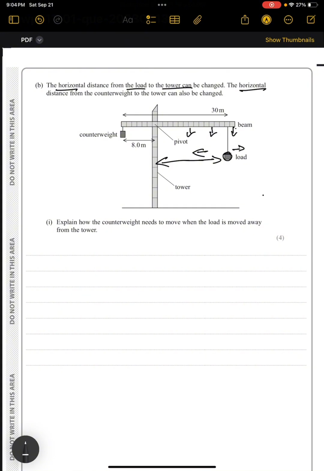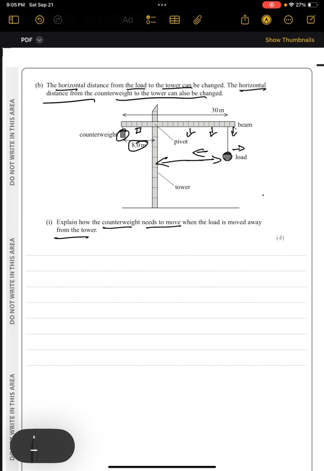And the horizontal distance from the counterweight to the tower can also be changed. So the distance of this 8 meters from the tower can also be changed. The counterweight can be brought in right here. Okay. Explain how the counterweight needs to move when the load is moved away from the tower.